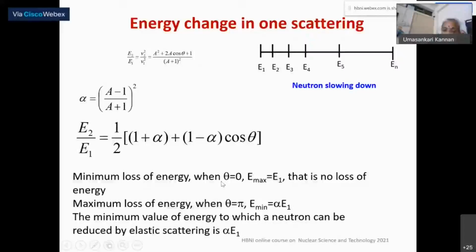So the minimum loss of energy is when there is a direct interaction, theta equal to 0. Then Emax will be equal to E1. There is no loss in energy. And the maximum loss of energy will be when theta is equal to pi, and Emin, the energy after the collision, would be equal to alpha into E1. The minimum value of energy to which a neutron can be reduced by elastic scattering is given by alpha E1. That's what a single scattering event will reduce a neutron energy from E1 to alpha into E1. That depends upon the size of the nucleus, which is characterized by this alpha, which depends on the mass number of the nucleus.